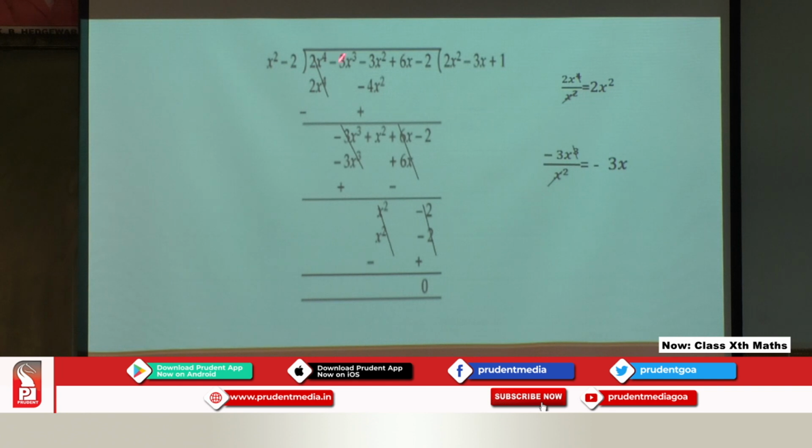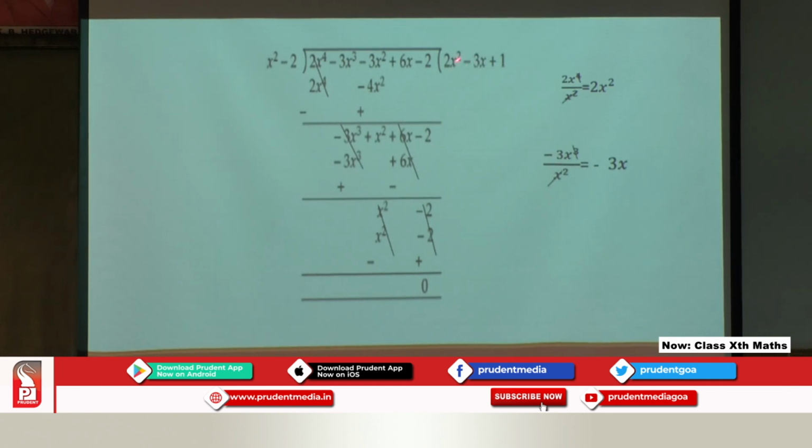Now we will divide. See, the first term of the dividend is 2x raised to 4. This first term of the dividend we have to divide by the first term of the divisor, that is 2x raised to 4 divided by x square. After cancellation we got 2x square. This 2x square is the first term of the quotient.